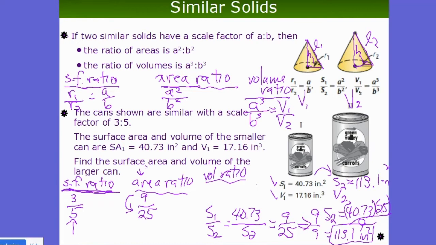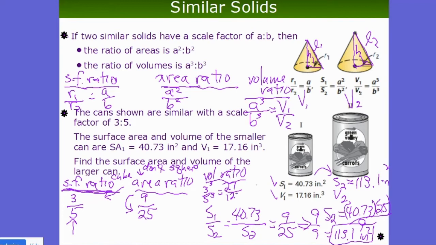So don't square this. That's not the same thing. That's not what we're doing. We're taking the cube of this. So you take 3/5 and you cube the top and you cube the bottom. 3 to the third power is 27. And 5 to the third power is 125.